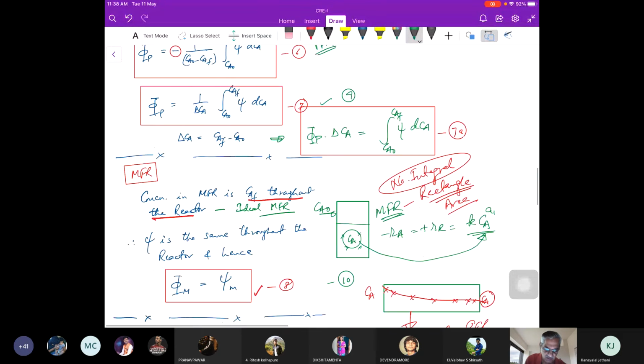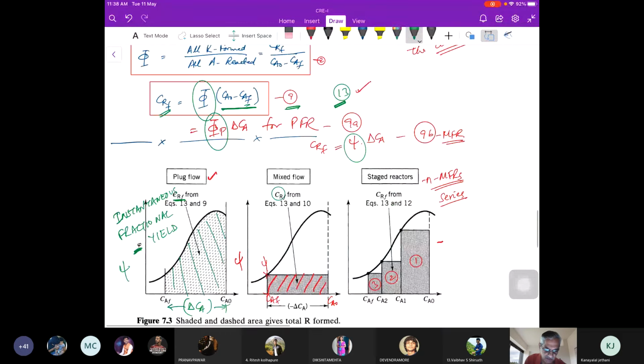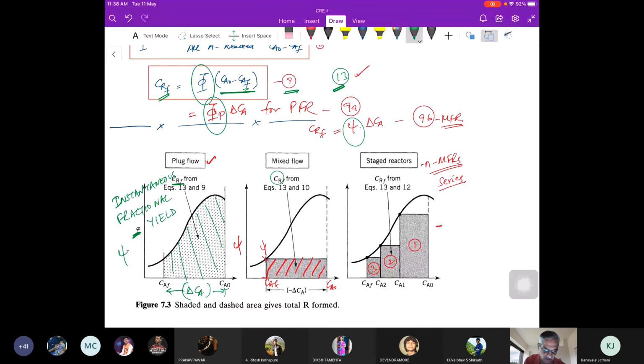Okay. Just like we saw for the performance equation, for plug flow reactor it is always the area under the curve. For mixed flow reactor it is psi into delta C, right? This psi is the value at the exit concentration CF, right? The psi value at this concentration, this into delta C, that is the CRF value for mixed flow reactor. That's why you will see that there is more CRF for plug flow reactor and less for mixed flow reactor.